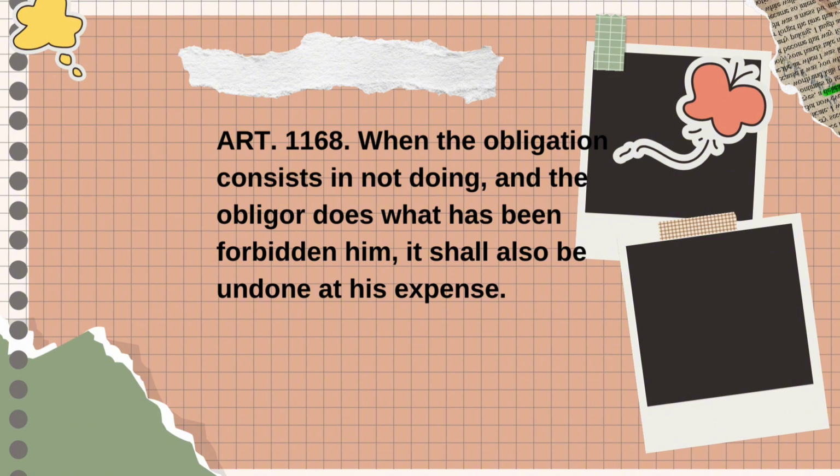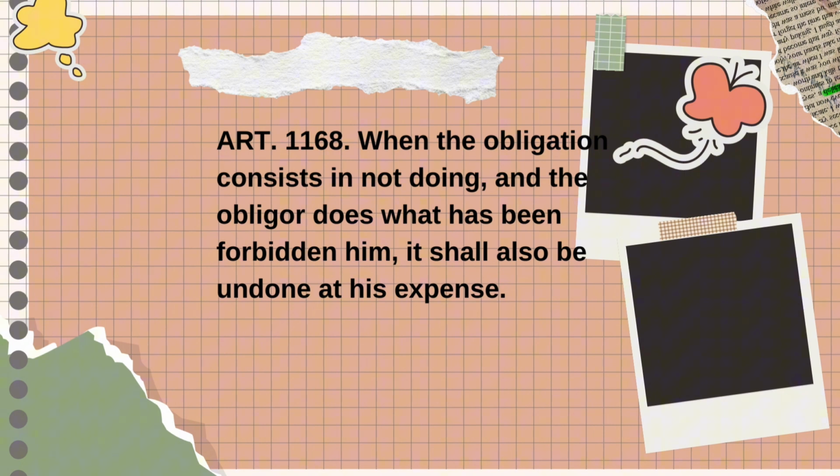Ito ginawa niya. If X does not construct the house, B may ask C to construct the house at the expense of X. Okay. Suppose X constructed the house by the size of the bedroom, not 5 by 4, or the kitchen is not painted with all white. In this case, B can ask to have it done according to specification.